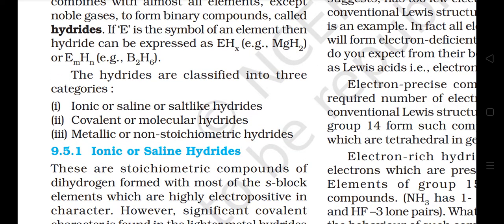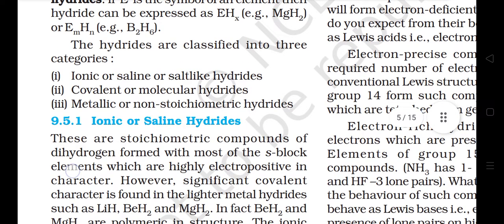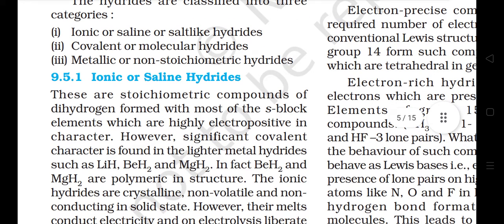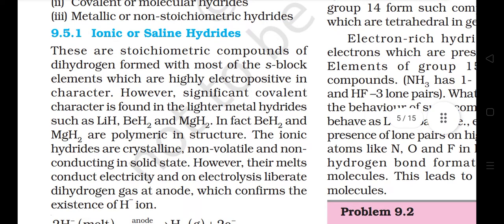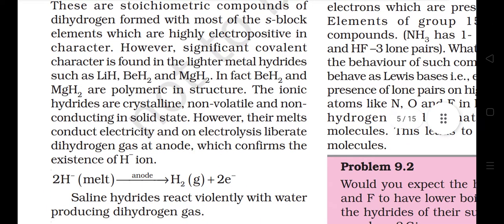1. Ionic or saline or salt-like hydrides. 2. Covalent or molecular hydrides. 3. Metallic or non-stoichiometric hydrides. 9.5.1 Ionic or saline hydrides. These are stoichiometric compounds of dihydrogen formed with most of the s-block elements, which are highly electropositive in character. However, significant covalent character is found in the lighter metal hydrides such as LiH, BeH2 and MgH2.